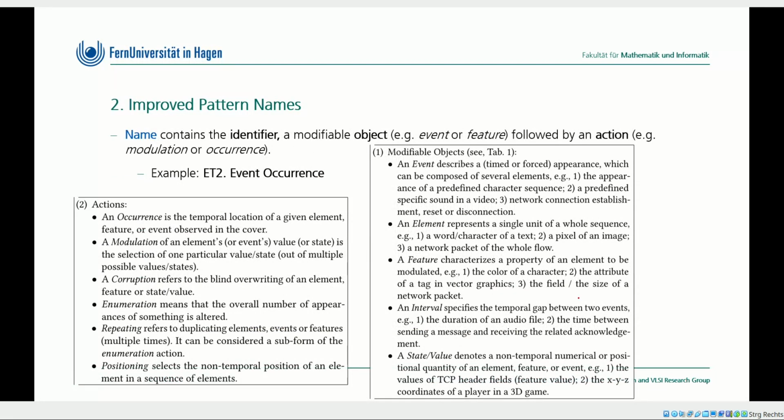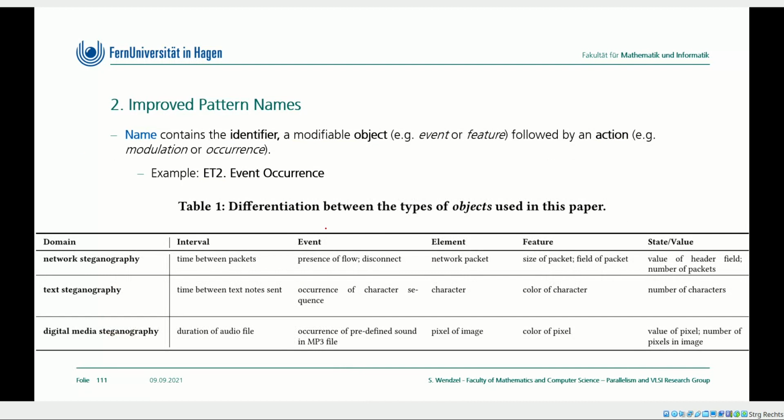I mentioned improved names, so the names contain the identifier that I mentioned previously, like ET2, and the object and action. So the name contains a modifiable object that could be an event or an element or a feature or an interval or a state and value. And that is followed by an action such as occurrence, modulation, corruption, enumeration, repeating, or positioning. So a typical pattern would be event occurrence, and here's an overview about the objects that we used.